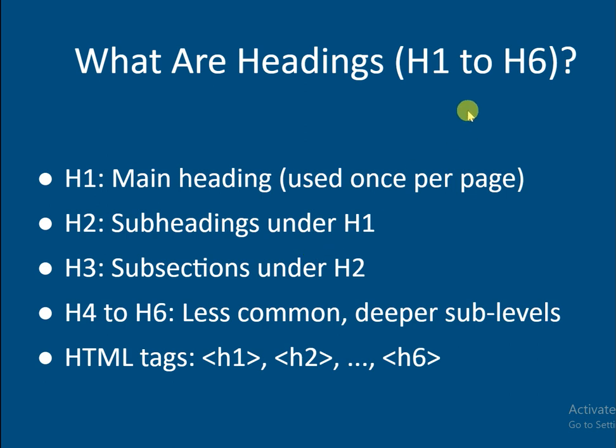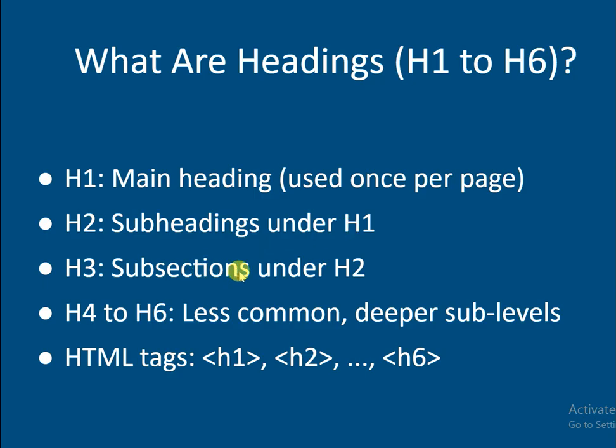So let's break down what headings actually are from H1 to H6. The H1 tag is your main heading. Each and every page has only one H1 tag but multiple H2s. It's the title or the primary topic of your web page. As I mentioned, every page should have just one H1 and it should clearly describe what the page is about. Next, we have H2 tags. These are subheadings that fall under the H1. If H1 is your chapter title, H2s are like section titles within the chapter.